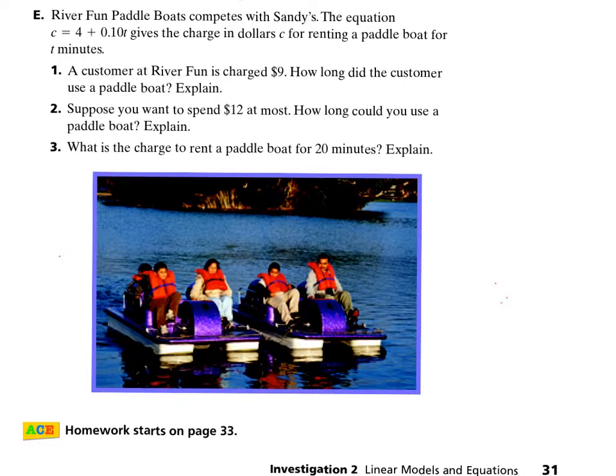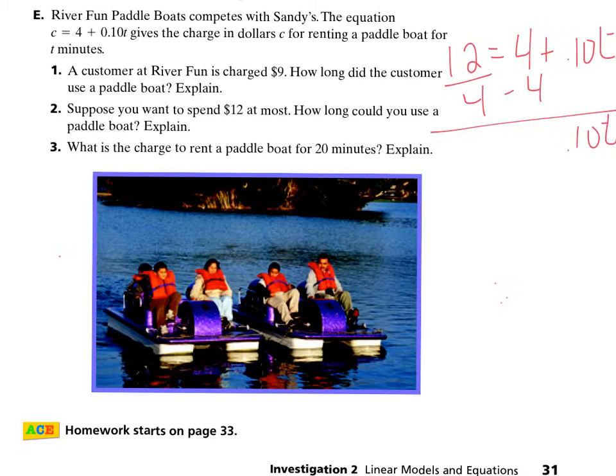Now question 2 says we want to spend $12 at the most. How long could you use a paddle boat? So this time we know the cost again, and we want to look for the time. So just like the last example, we're going to put in $12 for the cost and solve for t. So subtracting 4 from both sides. That should be a minus 4 there. So I get 0.10t equals 8. Divide both sides by 0.10. And t will equal 80 minutes.